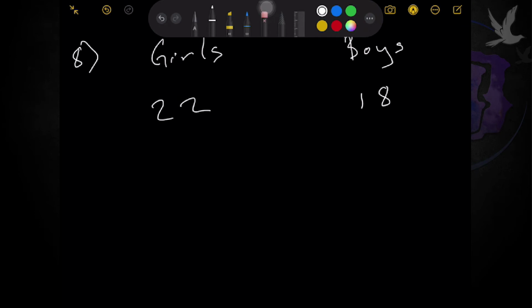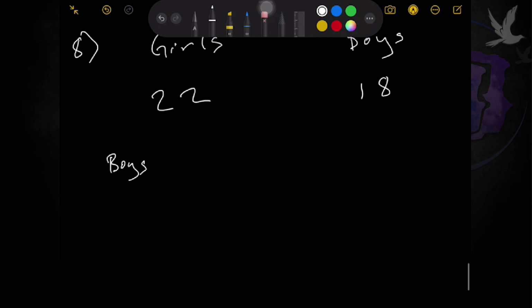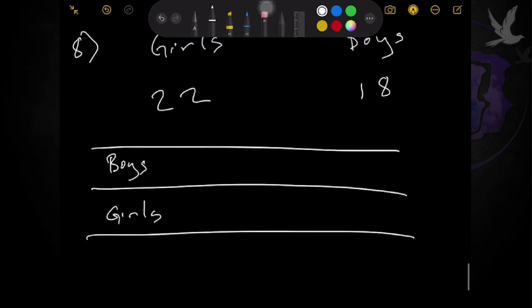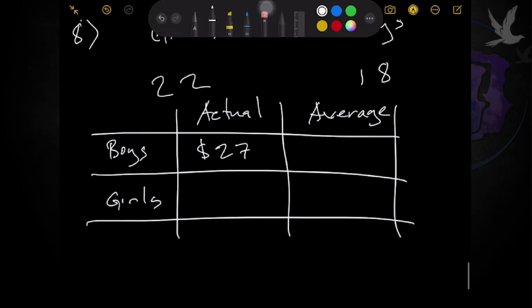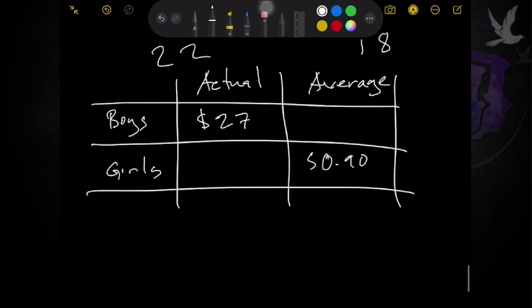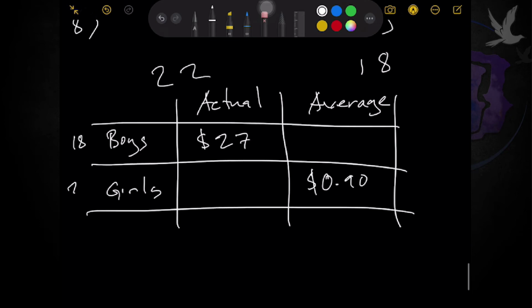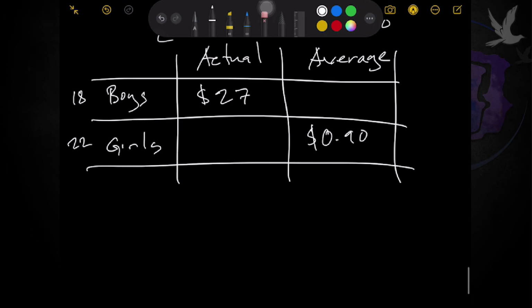Okay. So, meron tayong boys, girls. So, we have the actual and we have the average. Okay, for the boys, meron tayong total of $27, which is ito yung actual amount. Sa girls naman, you have $0.90 as an average. Okay. The number of boys is equivalent to 18 and the number of girls is equivalent to 22. Okay. So, para safe tayo, ganyan na lang.